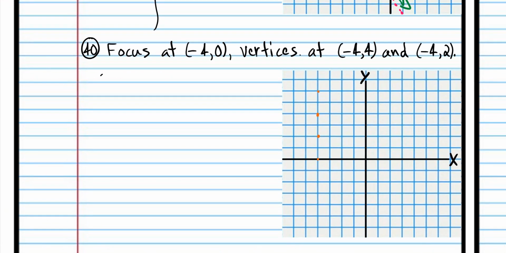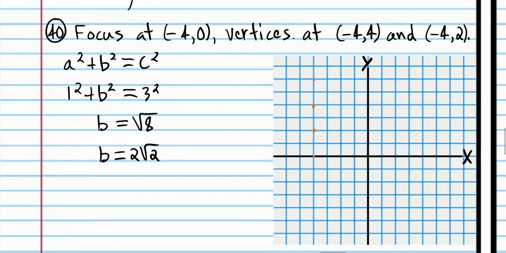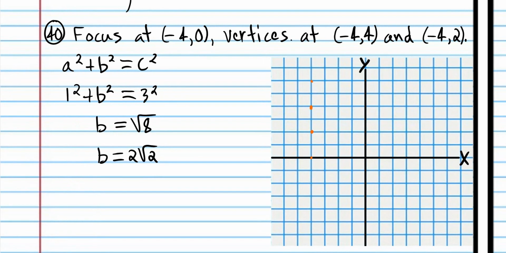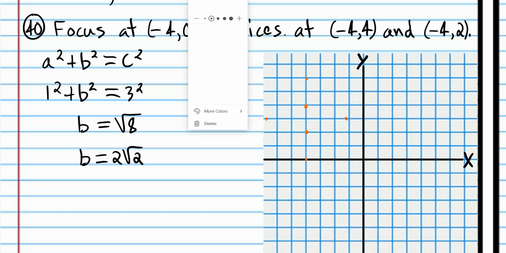But we know some of these values now, so we can use our equation. A is the distance from the center of the hyperbola, which is obviously there, to the vertices, so that's going to be 1. And C is the distance from the center to the foci, which is 1, 2, 3. So that's going to be 3. So if we solve for B, we have the square root of 8, which is equal to 2 root 2. So the square root of 8 is going to be a little less than 3, because we know the square root of 9 is 3. So 1, 2, a little less than 3.